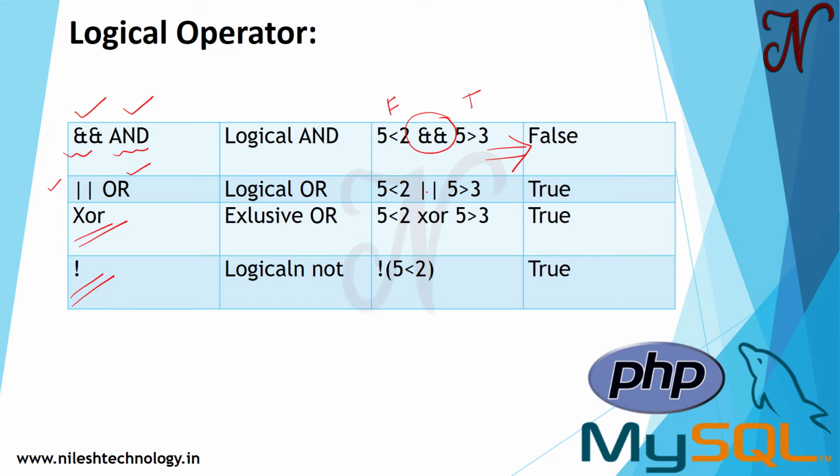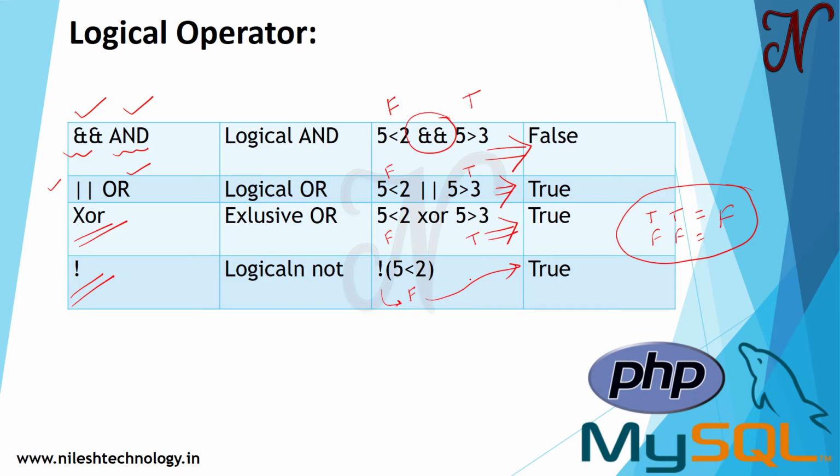So for or, if either one condition becomes true, then or is true. See here, 5 is less than 2 is false, 5 greater than 3 is true. One condition is true, that's why or is true. XOR means that if both conditions are true or both are false, then the answer is false. If one of the conditions is true, then it returns true. See here, 5 less than 2 is false, 5 greater than 3 is true. One condition is true, that's why XOR is true. Not reverses the condition. So see here, 5 less than 2 is false, so not of false is true.